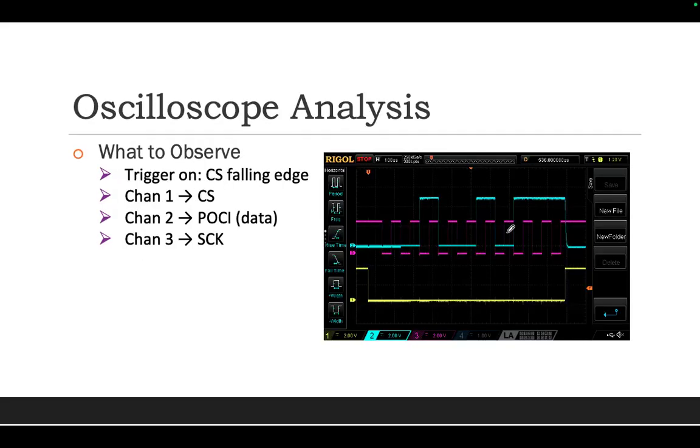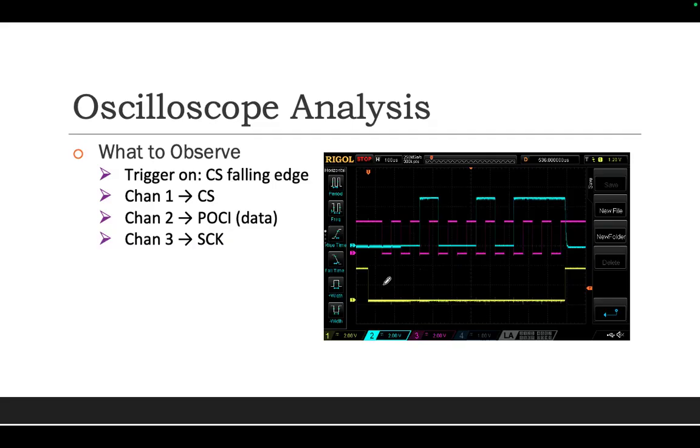Okay. And then this is what you will see in today's lab. Actually, you will observe, you can see here, this is your CS falling edge. This is your CS, the yellow one. After your CS goes from high to low, the SPI will try to receive the bits, am I right? But you can see here, which color is the CS? Yellow. Yeah, CS is yellow.